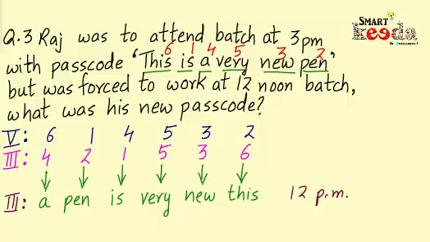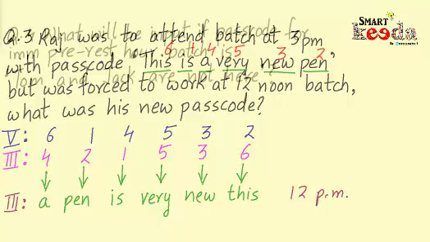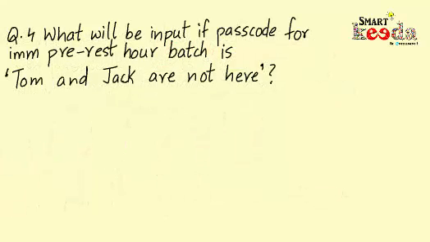Now let's do the last question based on the initial example. In this question, we are asked what will be the input if the passcode for the immediate pre-rest hour batch is Tom and Jack are not here. Now as it is mentioned in the question that this passcode is for the immediate pre-rest hour batch, and the immediate pre-rest hour batch according to the initial example is batch 3, which begins work at 12 noon. So we can write that the given passcode is of batch 3.